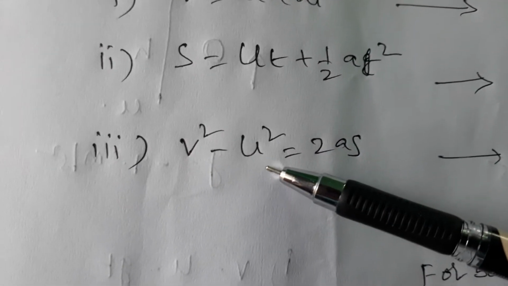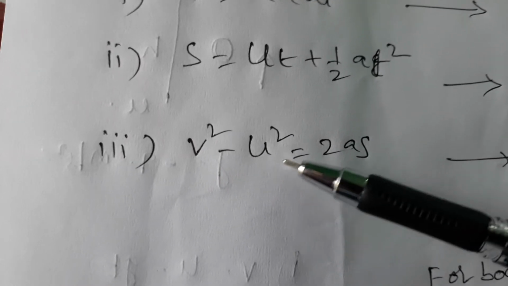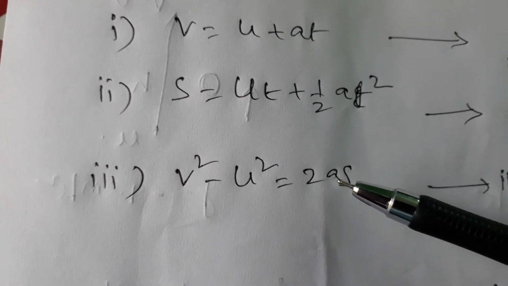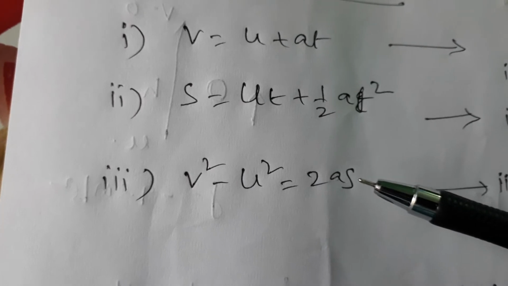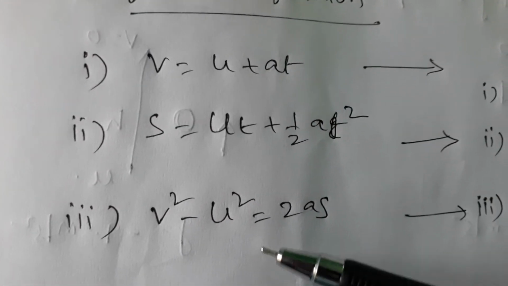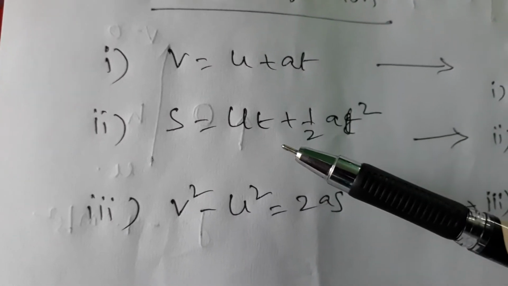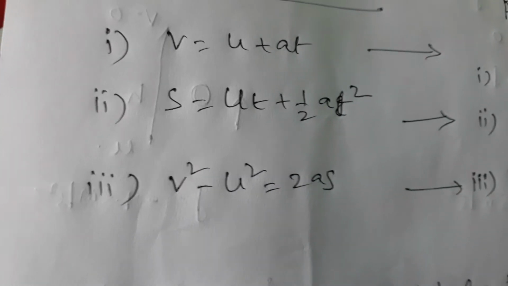V square minus U square is equal to 2AS. Here, final velocity and beginning velocity, and 2 is just a numerical value. Next, A means acceleration, change of velocity with respect to time, and S means distance traveled. By using these three equations, we can find out unknown things about a moving body. These are called the three equations of motion.